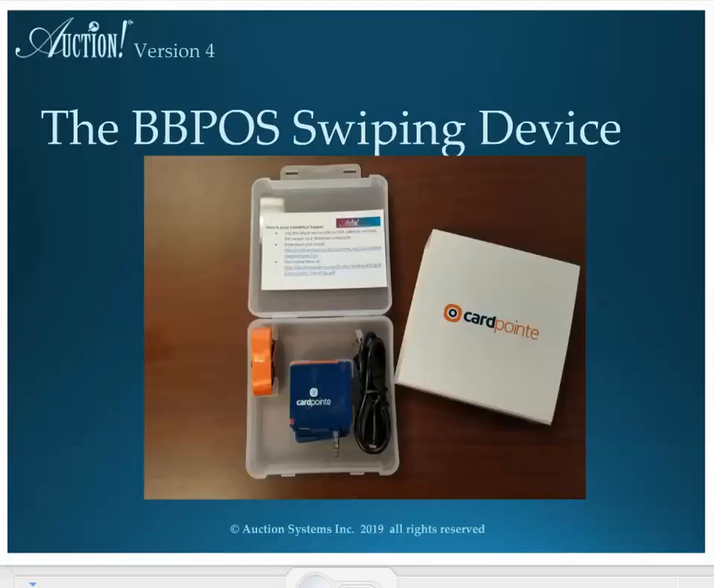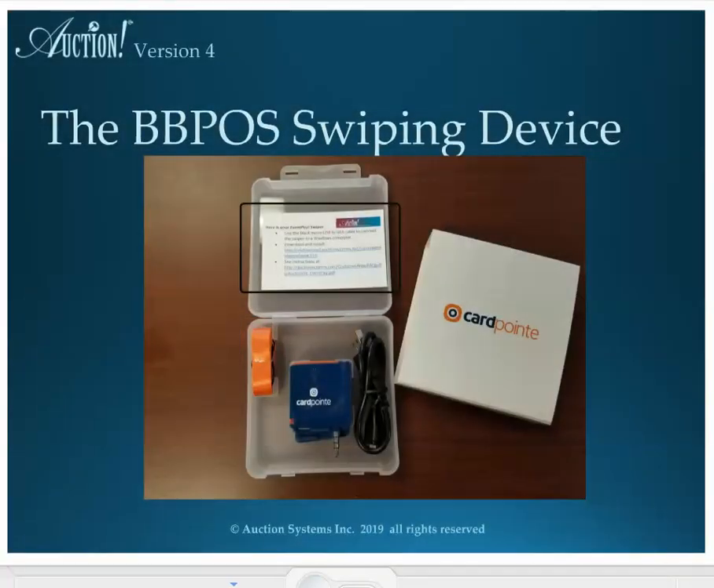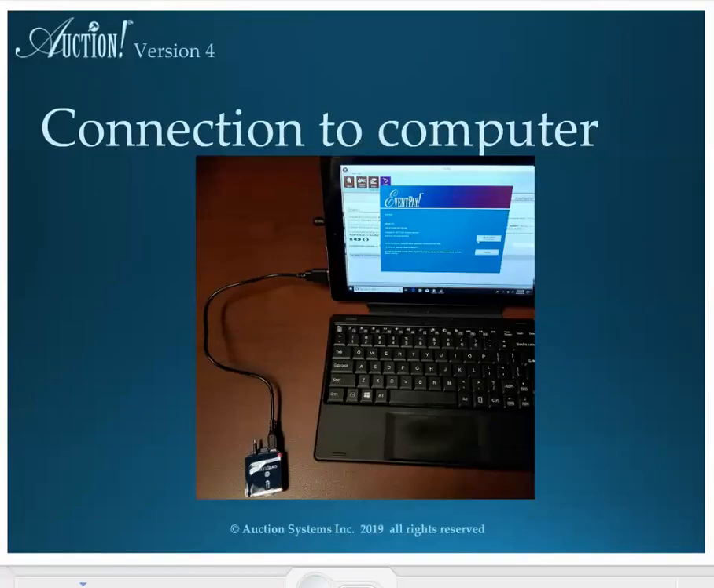This is a picture of the swiping device in the box it came in. The device itself is this little square. The USB cable that you need to connect to the EventPay app is right here. This orange strap is simply a lanyard that you can attach to the device and wear it on your neck so you don't lose it. Using this lanyard is strictly optional. We have also included a small card with links to help on our website. Here is a picture of the device connected to the computer using the USB cable.